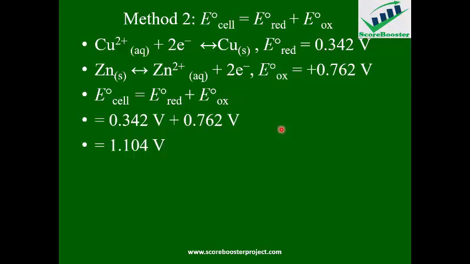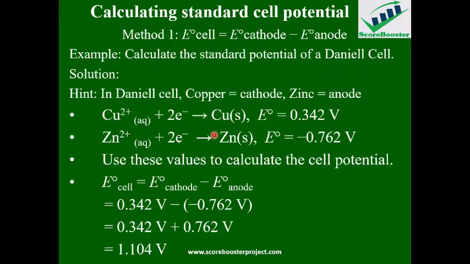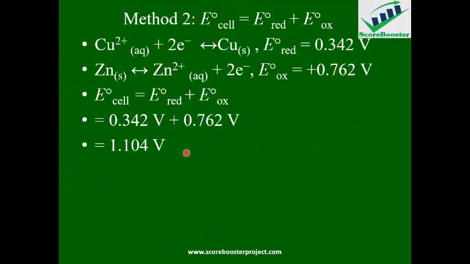Out of the two, which one should be the oxidation? This is the anode, oxidation. So instead of the negative that is there, you put the positive, because oxidation is directly opposite of reduction. So you add them together, and you have the same value as you have when you use the other formula.